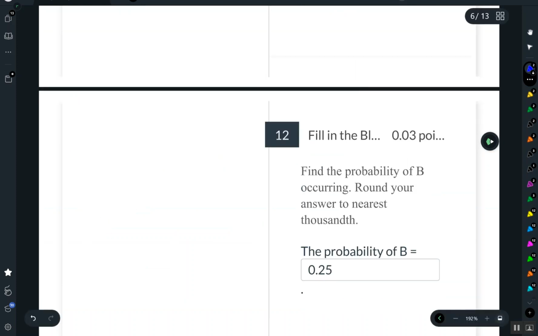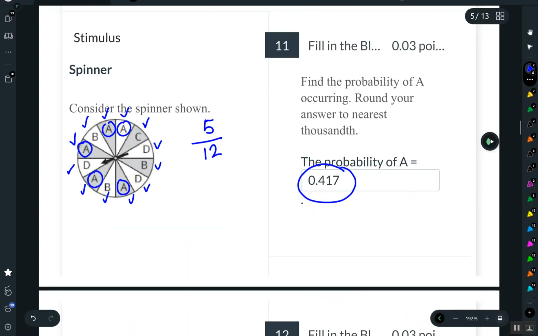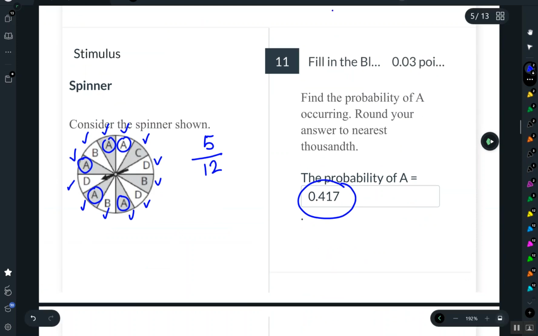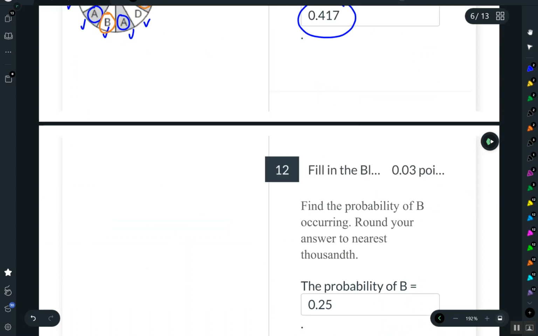All right, number 12, find the probability of B occurring, round your answer to the nearest thousandth. So how many of them are B's? There are, let me use a different color here. 1, 2, 3 out of 12. Which is a quarter or 0.25.